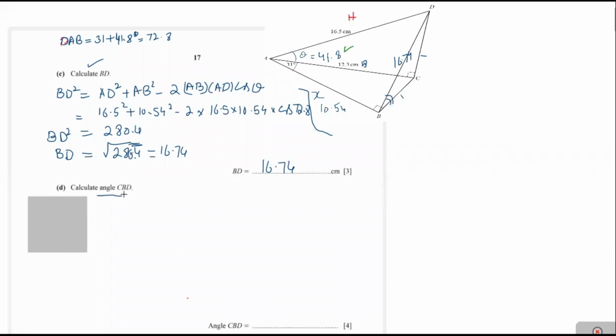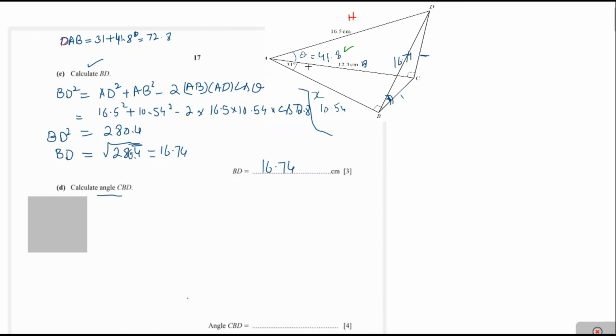Part D, calculate angle CBD. This is the angle CBD. You see here in this triangle CBD, the one length 16.74 is given. And if we find the length CD and BC, we can find the angle CBD. Now, firstly, we find the length CD.